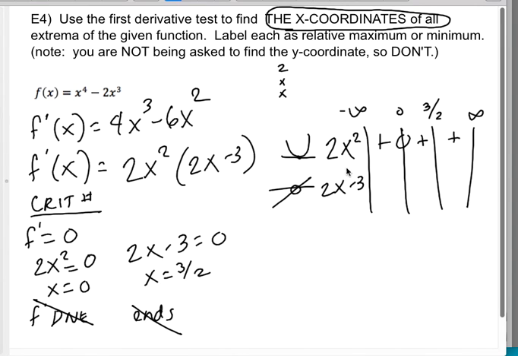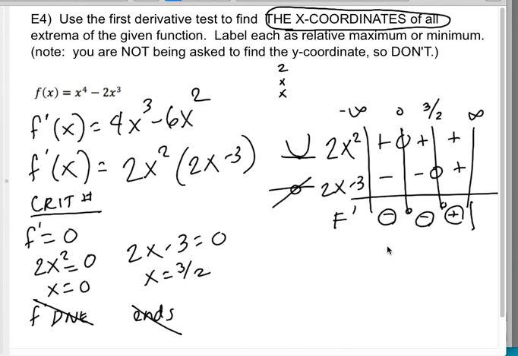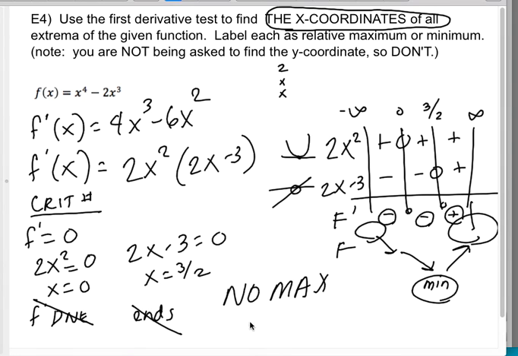2x minus 3 is a line with a positive slope, so it's going to be negative before it hits 0 and positive after, which means that my f prime is going to be negative, still negative, and then positive. So I'm going to get that f is going down, down again, and then up. So the min is here, and there is no max because these go up forever. So there is no max. There is a relative min, which for the record happens to be absolute because you can see that it is the only min at x equals 3 halves.